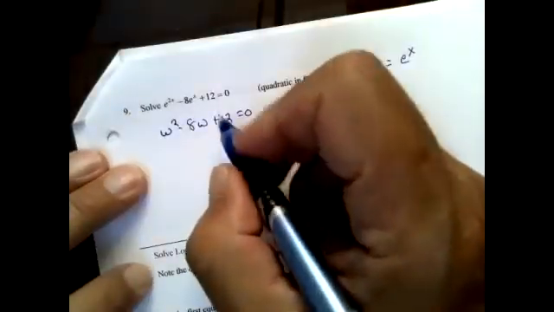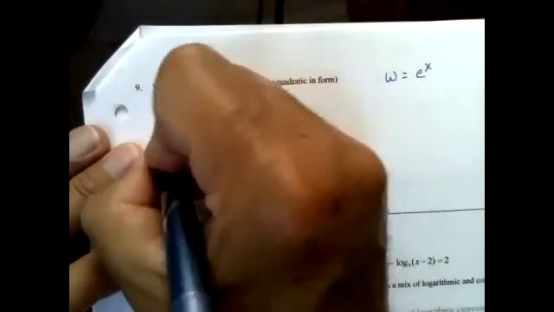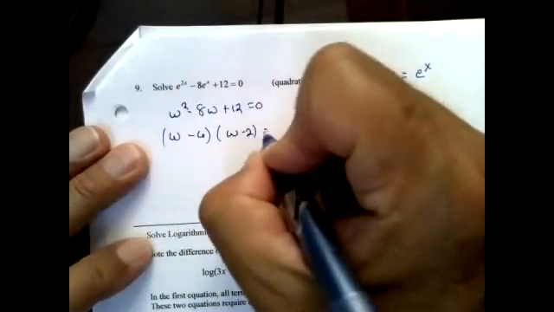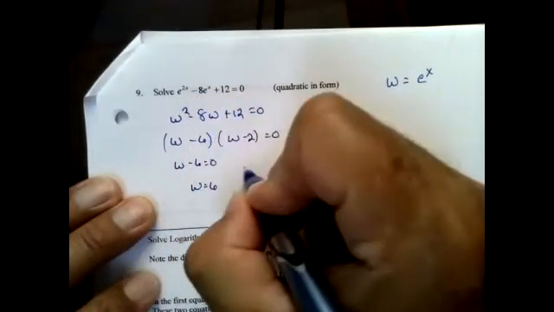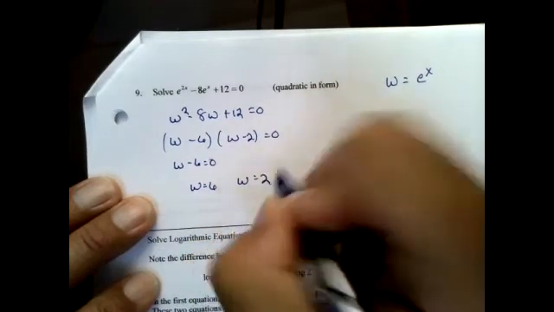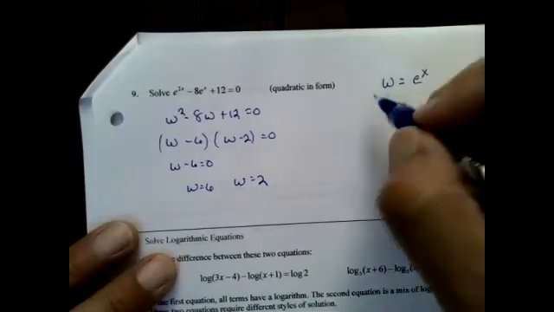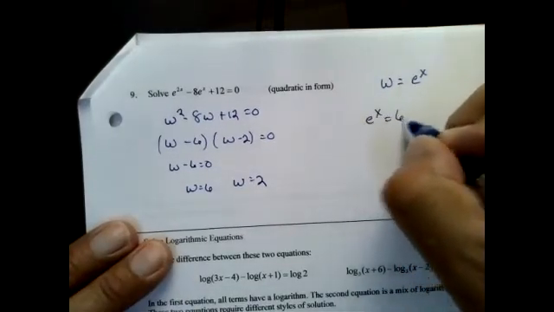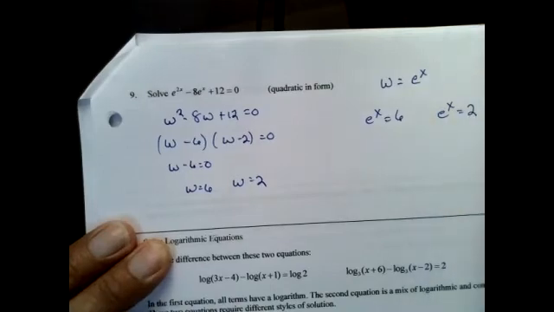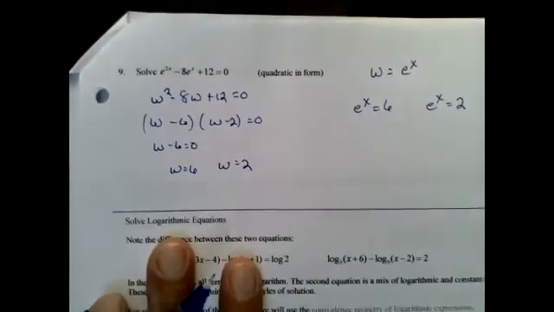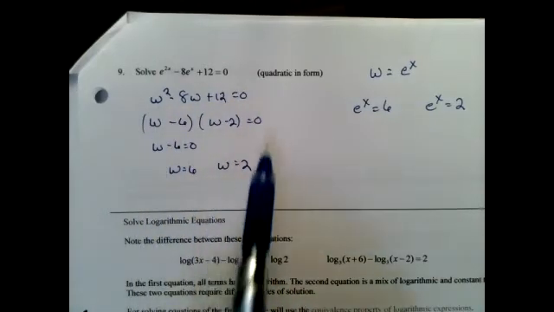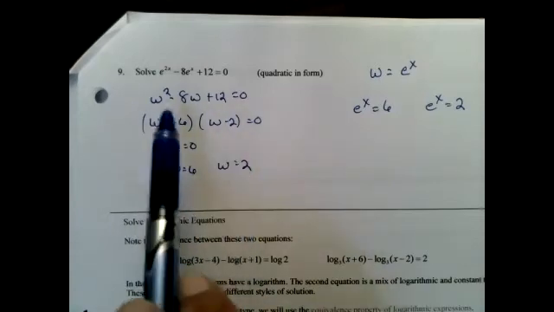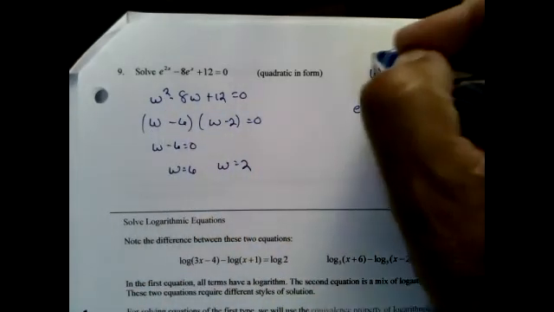Okay, this becomes W minus 6, W minus 2. W minus 6 equals 0, W equals 6, and by the same process, W equals 2. So I come over here, and now I'm going to substitute back. That's not so bad. All of this is algebra from before, right? How to factor. I needed the trick of the substitution.